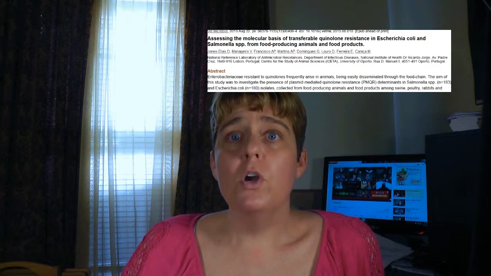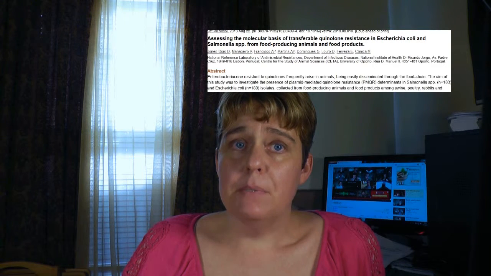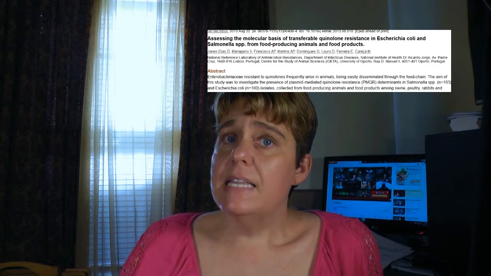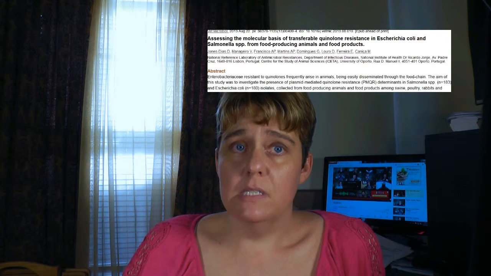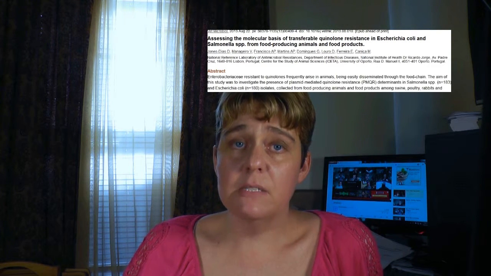Assessing means measuring, or it could mean observing, so that's easy. Molecular basis means the way this happens chemically and physically. The title even uses an easier way to say that. Next is transferable quinolone resistance. It helps to know that quinolone is a broad-spectrum antibiotic. Transferable means that this resistance can be passed on.